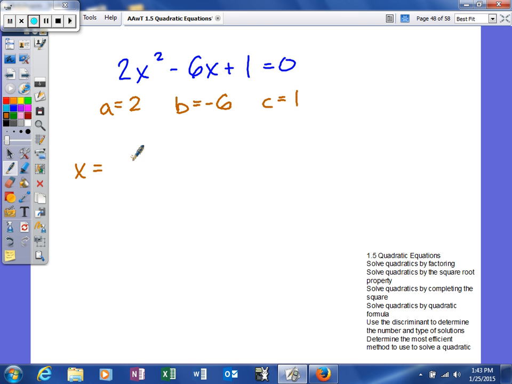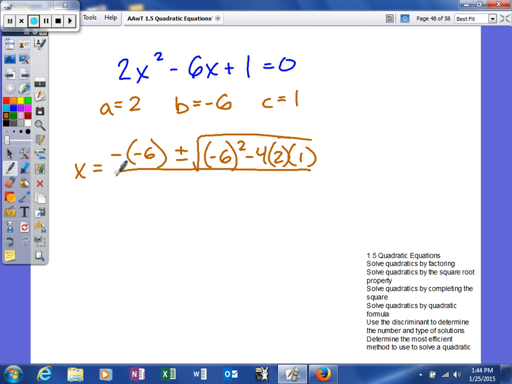We'll go nice and slow for you. So negative b plus or minus the square root of b squared minus 4 times a times c all over 2 times a. Again, you need to have this memorized. Okay, so when I plug into the quadratic formula, that's what it looks like. There's a lot of places to make mistakes.